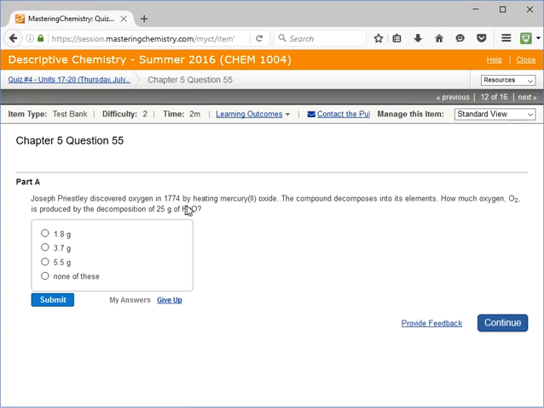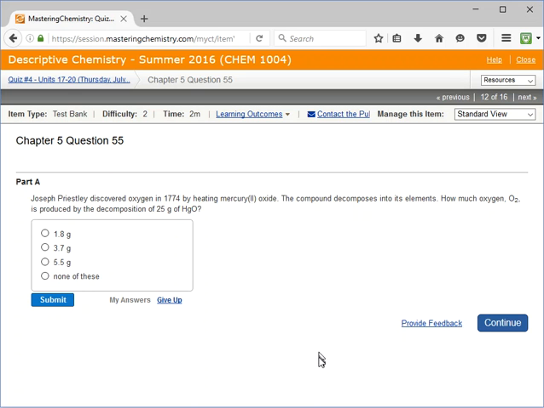Priestley discovered oxygen in 1774 by heating mercury oxide. The compound decomposes into its elements. How much oxygen is produced by the decomposition of 25 grams of HgO? What do you suppose you have to do for that first? Yep, that's right. It would probably be helpful to know what the balanced chemical equation looks like. Nobody can do this problem without knowing what the balanced chemical equation looks like. So what it says here is mercury oxide. You'd be able to write the formula for that. And it forms into its elements, which would just be mercury and then oxygen.